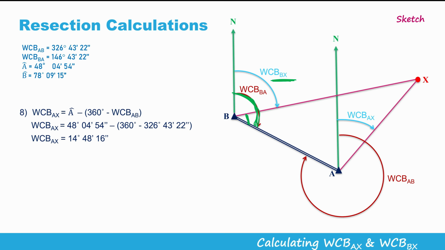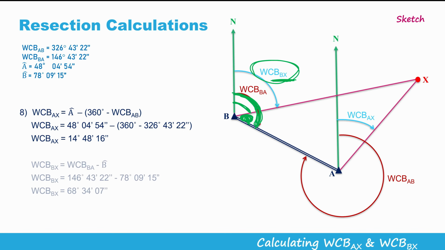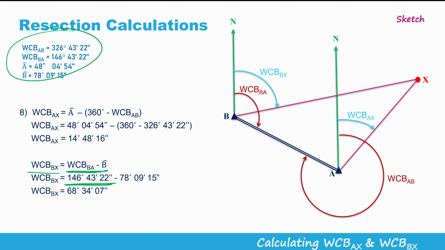To get this angle, the whole circle bearing of BX, which is the same, okay? This angle is the whole circle bearing of BA minus angle B, this small angle here. So let's have a look at the calculations. The whole circle bearing of BX is the whole circle bearing of BA minus angle B, and we know these values from here. Let's use the numbers: the whole circle bearing of BA minus angle B, which is 78 degrees, 9 minutes, 15 seconds, and then we can calculate the whole circle bearing of BX.